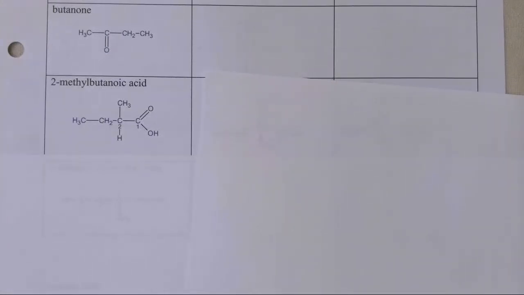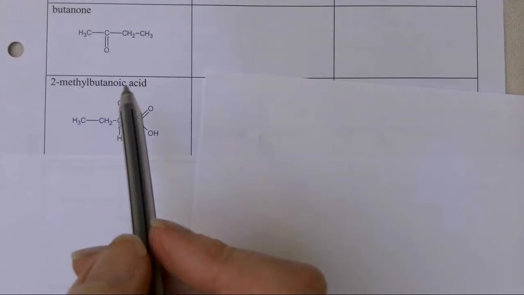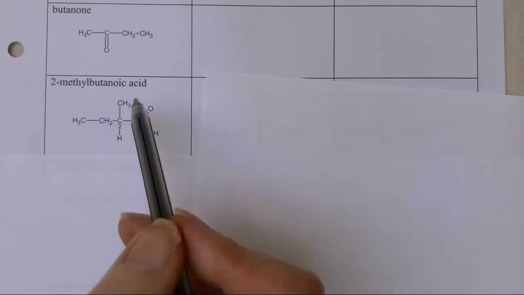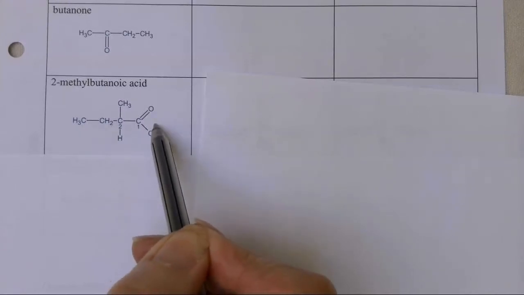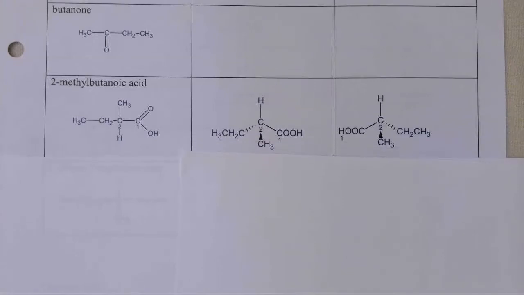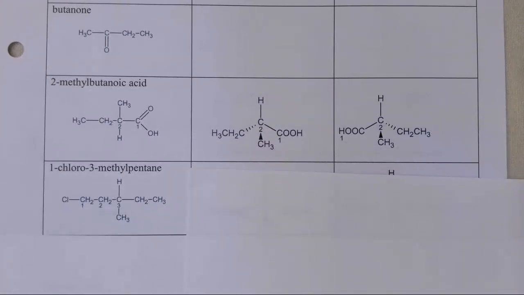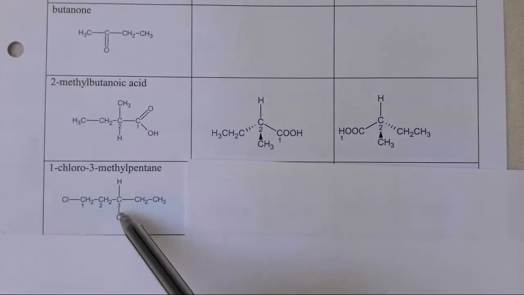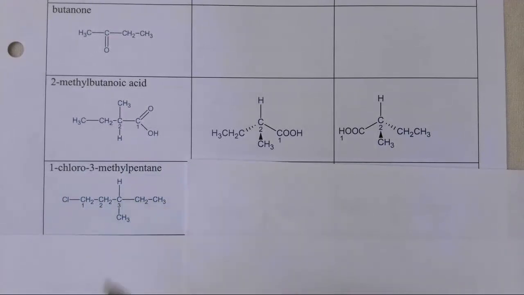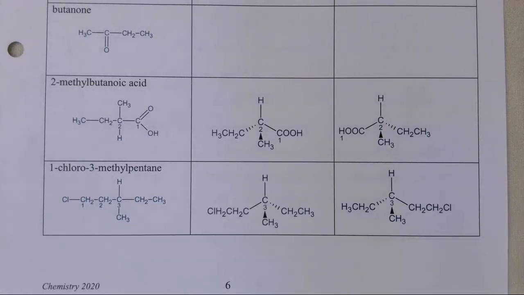Next one is 2-methylbutanoic acid. And again, on this second carbon here, I have 4 different groups. I have a CH3 and H, a COOH group, and this C2H5 group. So again, I'm going to get these non-superimposable mirror images. And the last one on here was 1-chloro-3-methylpentane. Again, very similar idea. I've got 1, 2, 3, 4 different groups. So I've got my chiral carbon. If I've got a chiral carbon, I will have optical isomers, and I can draw them the same as normal.